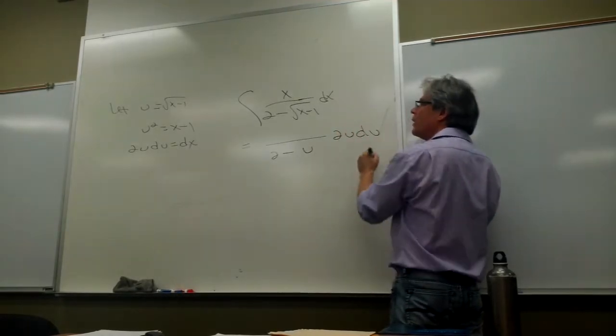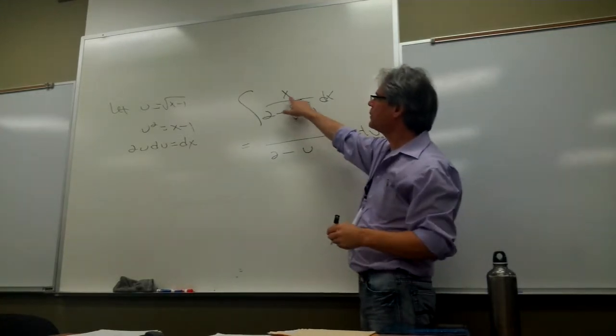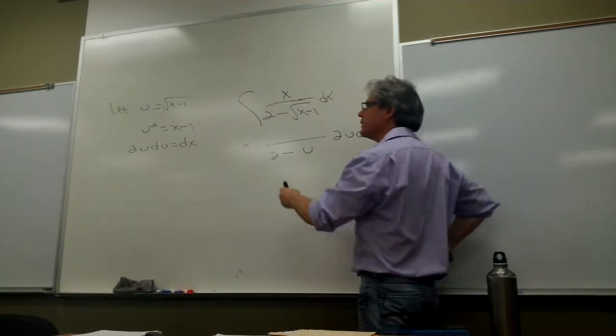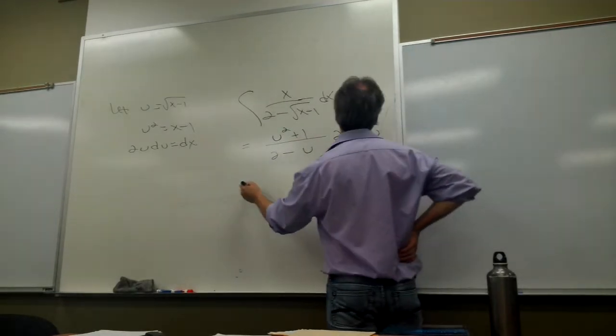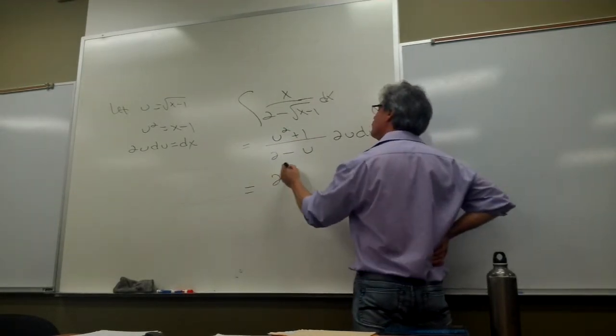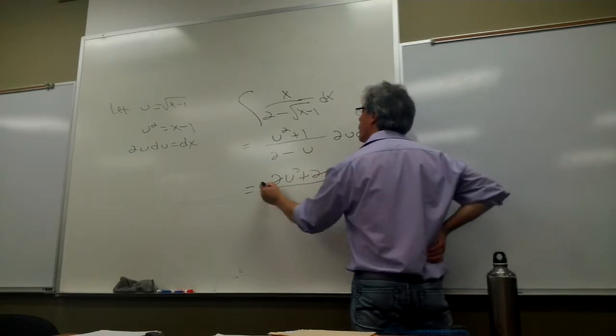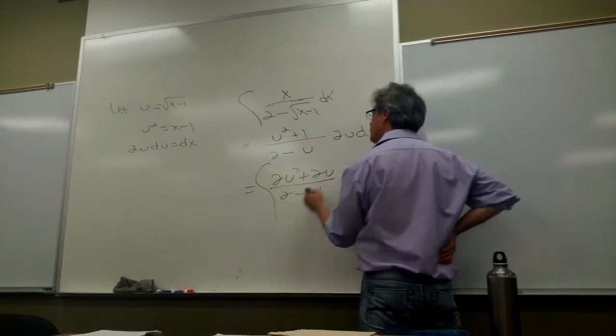2u du. Oh, but shoot, wait a minute. I have to put another name for x, but that would be nice. Or shall I say, in the end, that gives me 2u cubed plus 2u all over 2 minus u with respect to u.